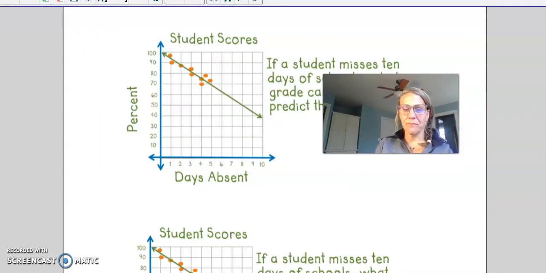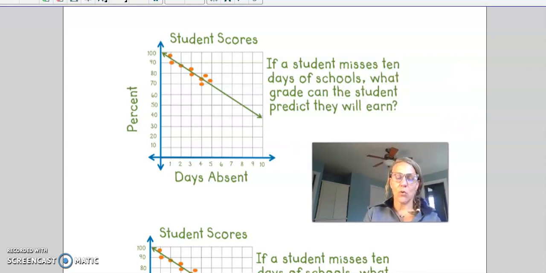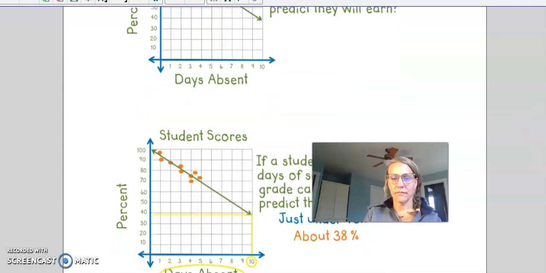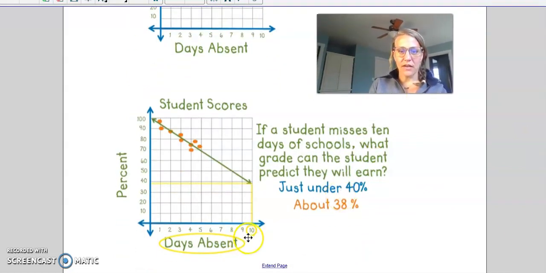All right, next one. If a student misses 10 days of school, what grade can the student predict they will earn? Go ahead and answer that question now. All right, you should have used your graph this way. 10 days absent, go up to our line of best fit, which would extend down here. And this is why we extend our line, so we can make these predictions. And go over, and it's just under 40%, so about 38%.